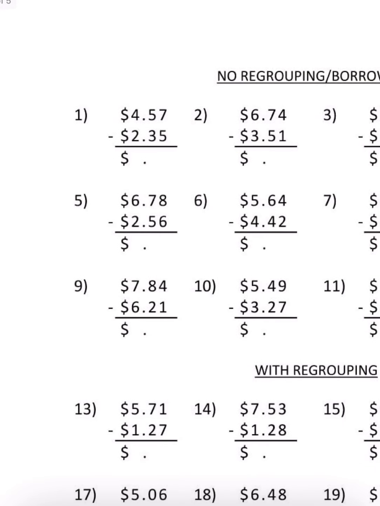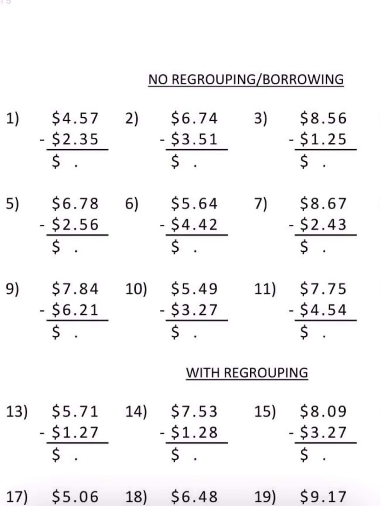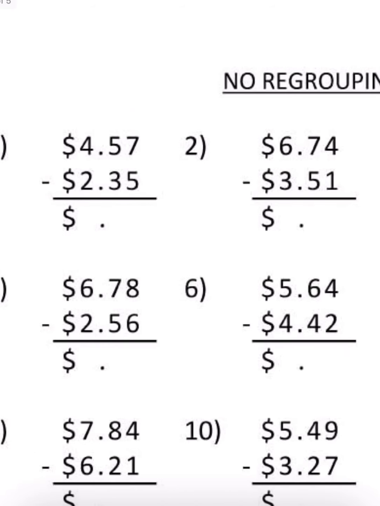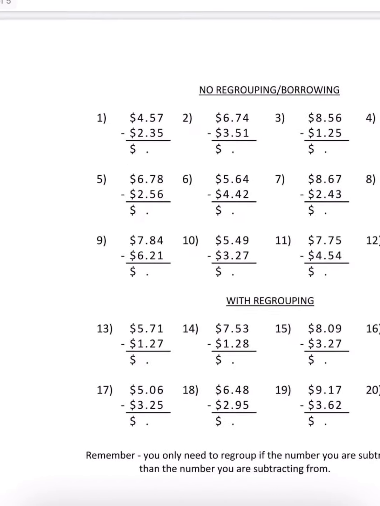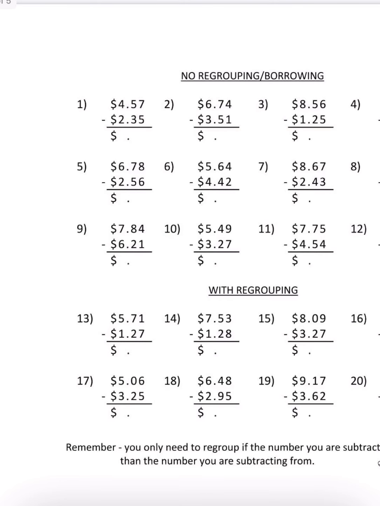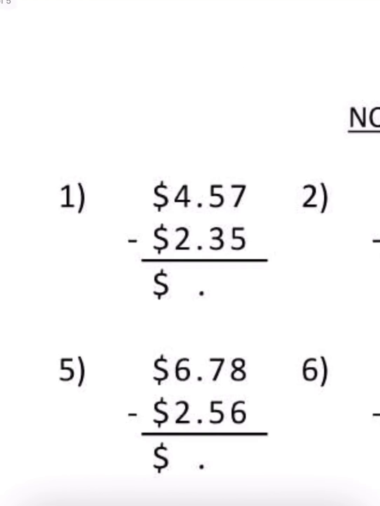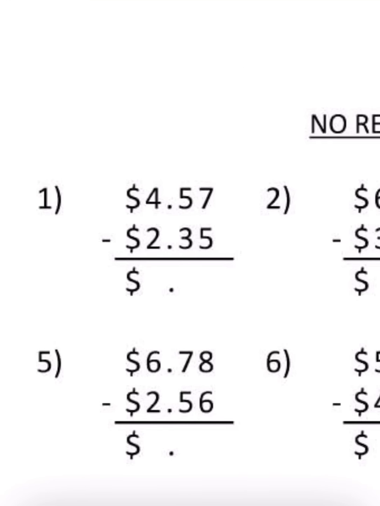Now on to the next worksheet. We are told to subtract the amounts of money. So I'm going to do one problem from no regrouping or borrowing and 2 problems from with regrouping. So the problem from no regrouping asks us to subtract $2.35 from $4.57. So when we do this, we work backwards.